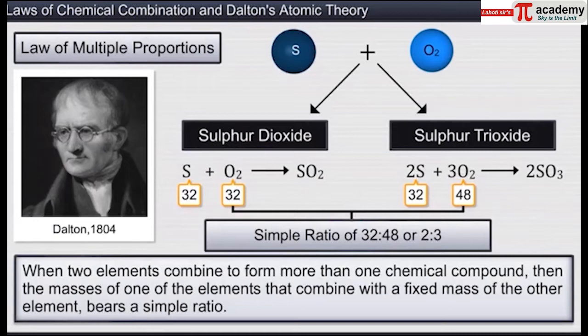Similarly, when sulfur dioxide and sulfur trioxide are formed, the masses of oxygen bear a simple ratio of 32:48 or 2:3. In these reactions, a fixed amount of sulfur is combining with multiple proportions of oxygen to form sulfur dioxide and sulfur trioxide.